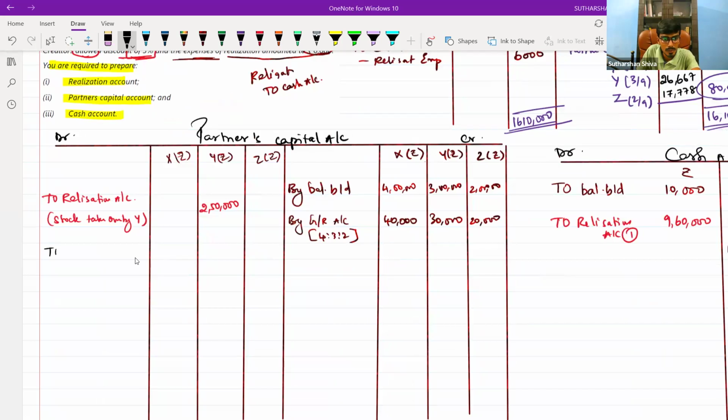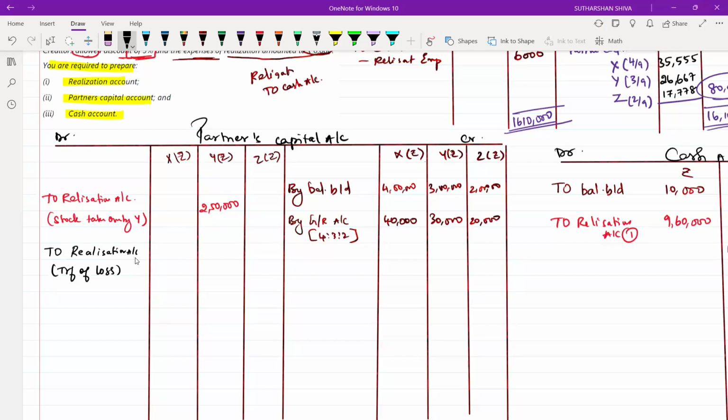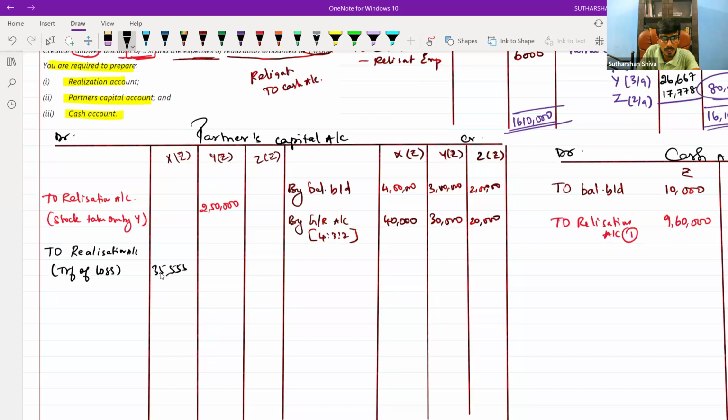Write down to realization account, transfer of loss. The values are as follows: 35,555, 26,667, 17,778. That's it. Done. Now, the debit side is done.